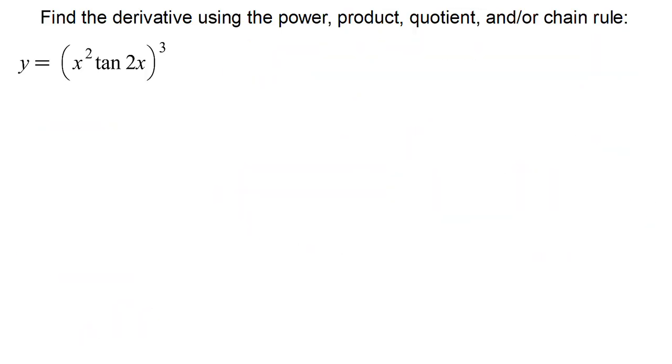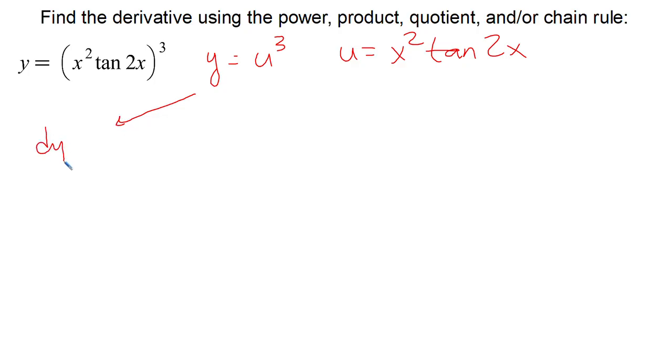And here's our last one for this homework assignment. What we'll first note is that this is a function composed within another function. So this is y equals u cubed, where u is equal to x squared tangent 2x. So to start off with, we know we need dy du times du dx. So dy du should be pretty straightforward. dy du is just 3u squared.